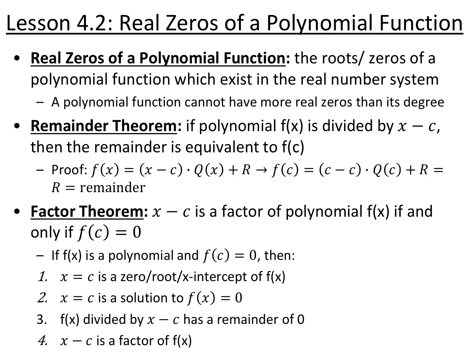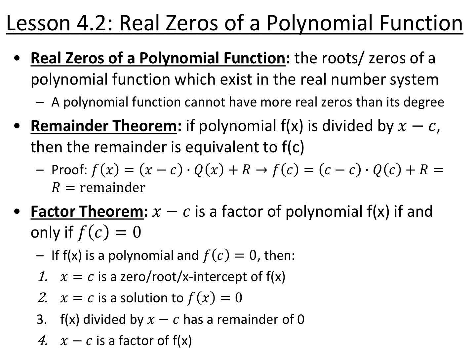Lesson 4.2 is real zeros of polynomial functions. The real zeros of a polynomial function are the roots or zeros of a polynomial function which exist in the real number system, so not imaginary numbers. A polynomial cannot have more real zeros than its degree.